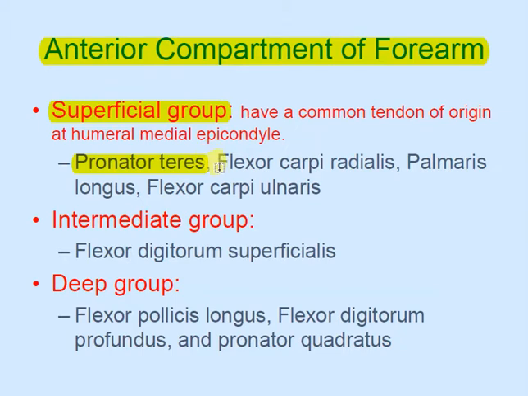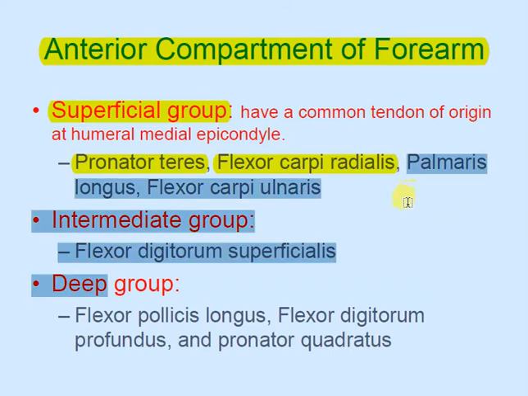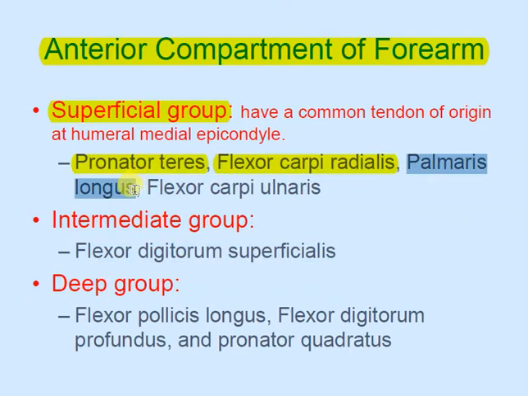Pronator teres. We have the flexor carpi radialis. Flexor carpi radialis means it flexes the carpal bones, but it lies parallel with the radius. Then we have the palmaris longus. Palmaris longus, ko hiyo inafanya movement ya palm, yani kiganja, but longus, that means it is long.